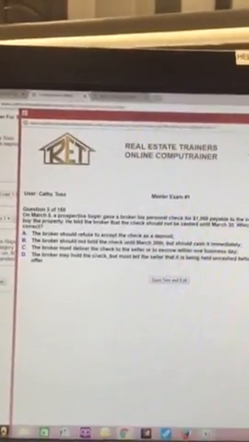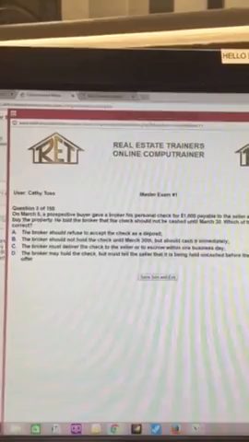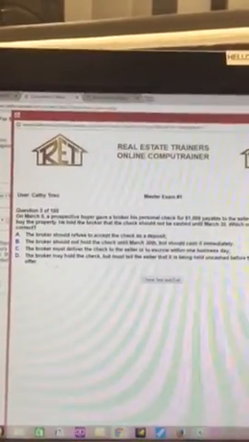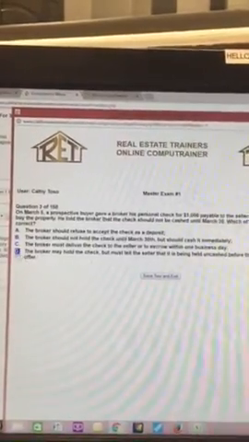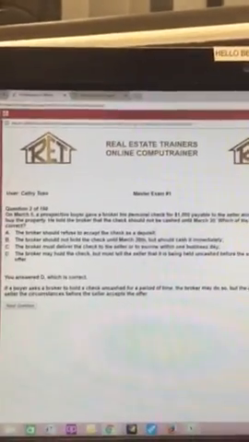The broker must deliver the check to the seller within 1 business day. No, we need to follow the instructions. The broker may hold the check but must tell the seller that it's being held uncashed before the seller accepts the offer. D is correct. So that's how I want them to answer questions.